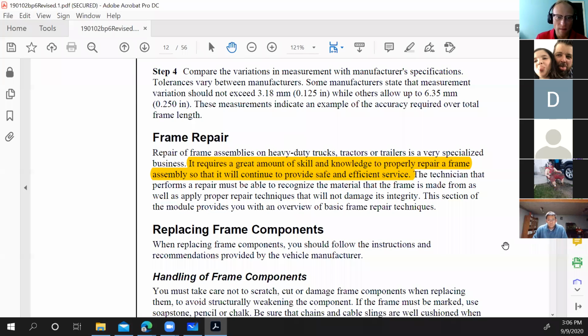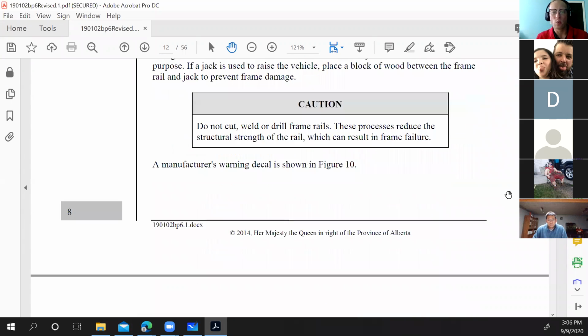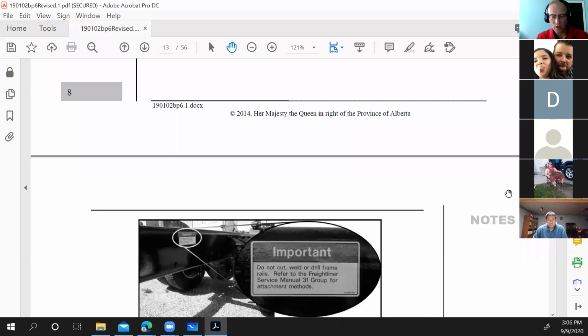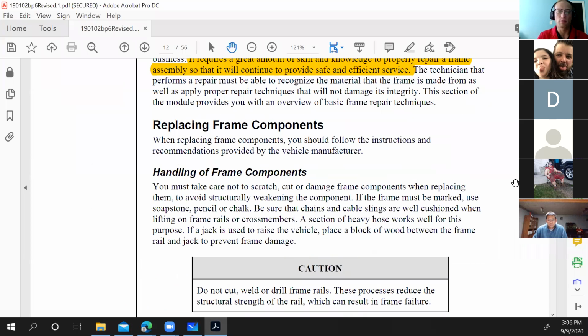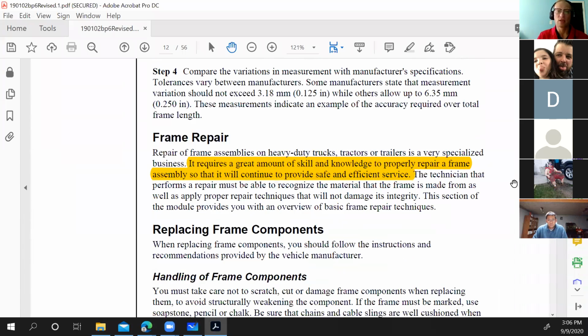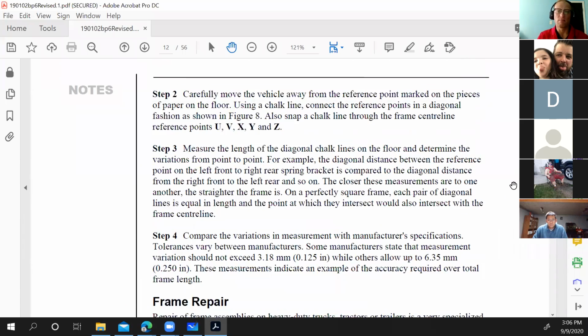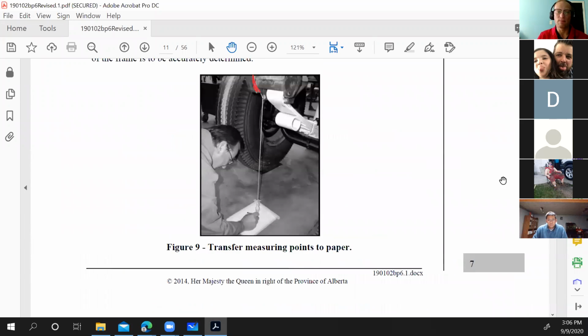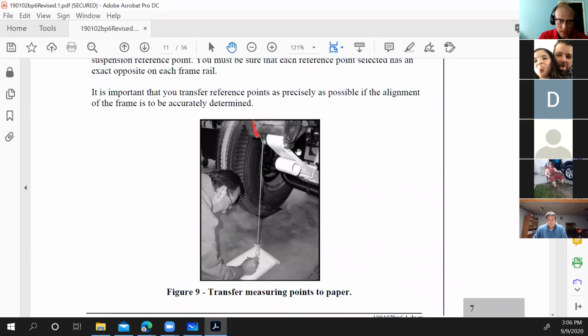Yes, there is. But you need to work at a shop that does frame repair, because it requires a great amount of skill and knowledge to properly repair frame assembly so that it will continue to provide safe and effective service. Now, where I worked, we did a lot of frame repair, and we actually had a frame bending bay. So we had the ability to measure and bend frames without doing this.